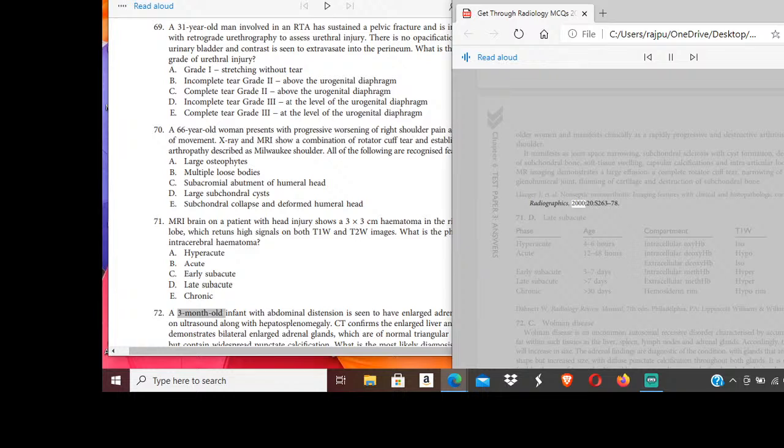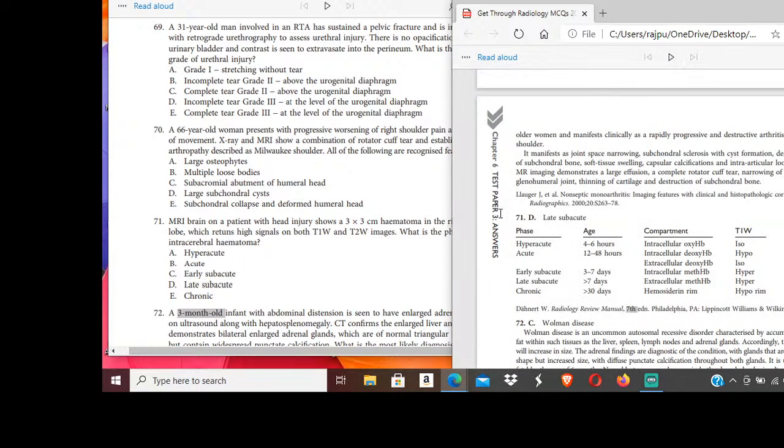Radiographics. 2020, S26378. 71. D. Late subacute. Phase, age, compartment, T1W, T2W. Hyperacute, less than 6 hours, intracellular oxy-HB, ISO. Acute, 12-48 hours, intracellular deoxy-HB, hypo. Early subacute, 3-7 days, intracellular meth-HB, hyper. Late subacute, greater than 7 days, extracellular meth-HB, hyper. Chronic, greater than 30 days, hemosiderin rim, hypo. Dannert W. Radiology Review Manual, 7th.